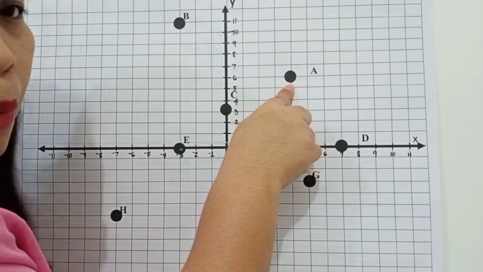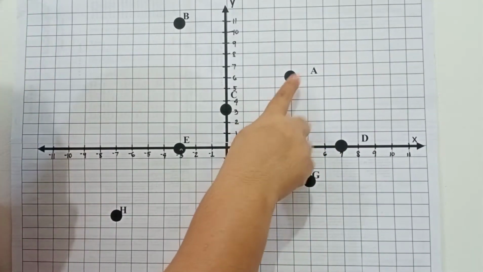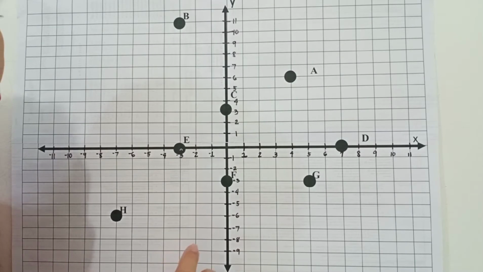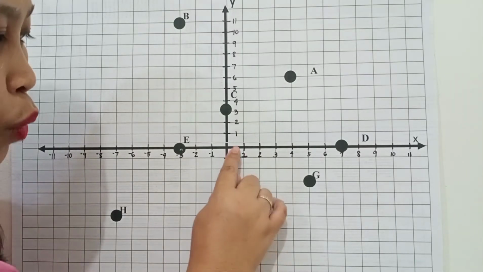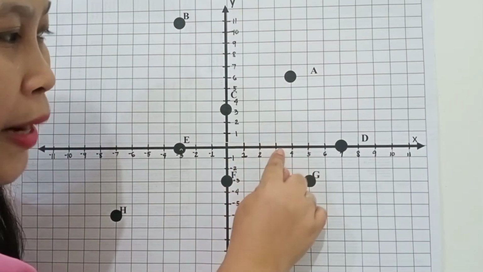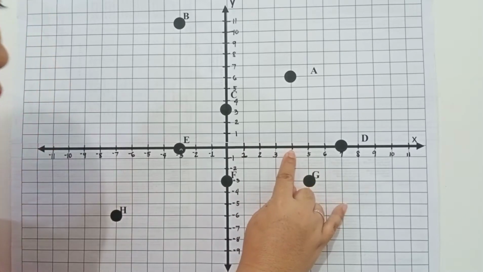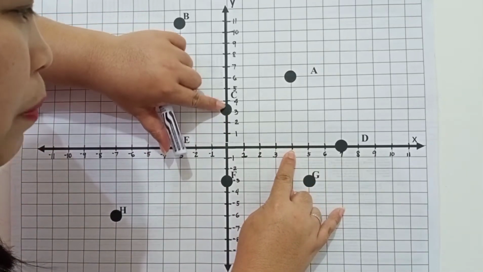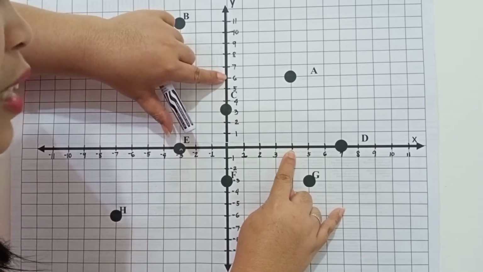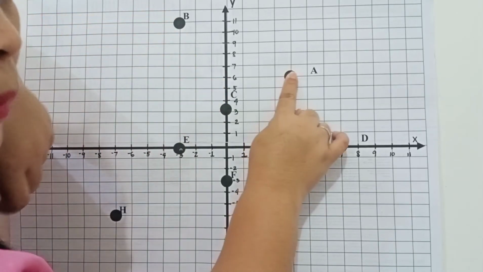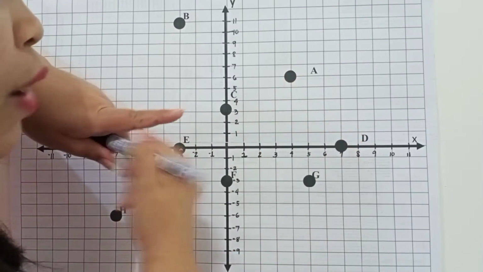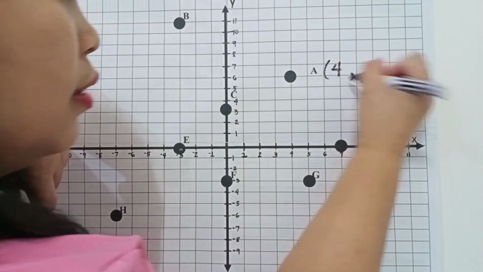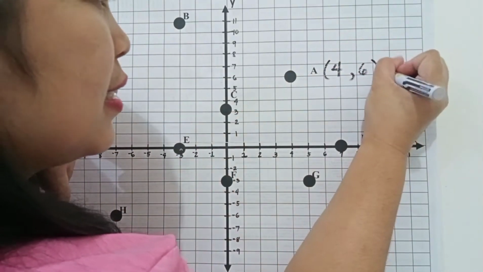So, if this is our point A and you are going to name point A, let us count first our x values. So, we have positive 1, positive 2, positive 3, and positive 4. And then for our y, let us count positive 1, positive 2, positive 3, positive 4, positive 5, positive 6. And then this is the point of intersection. So we have now 4 and of course 6.